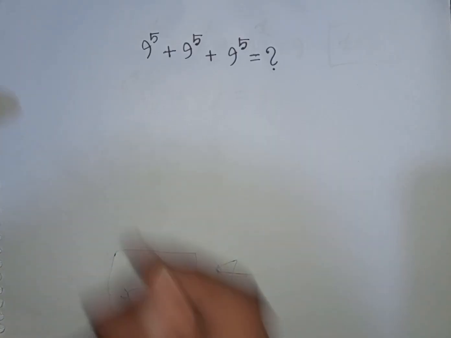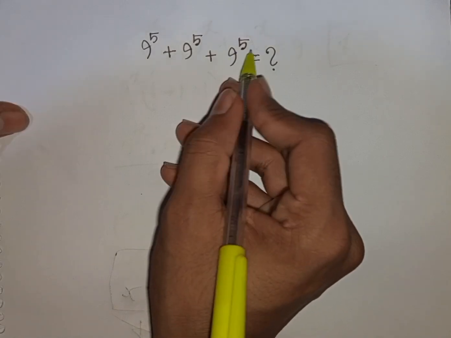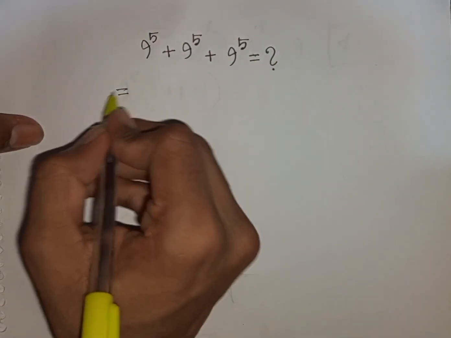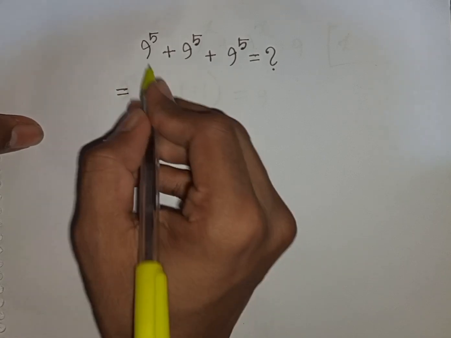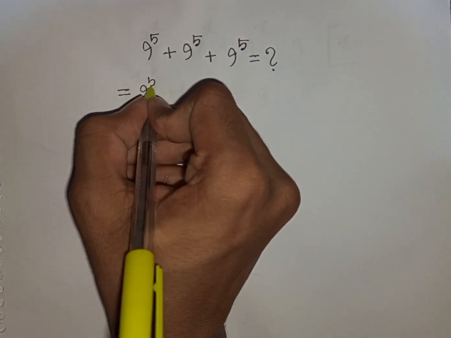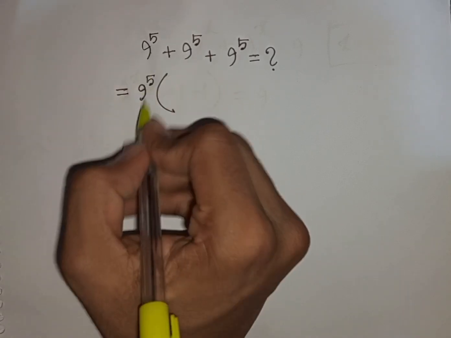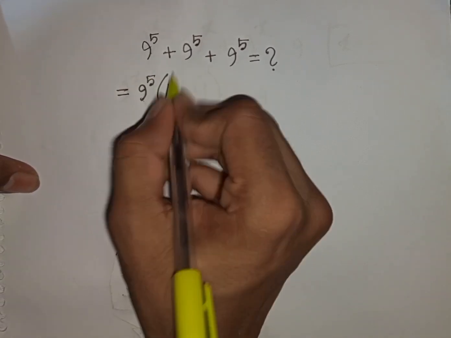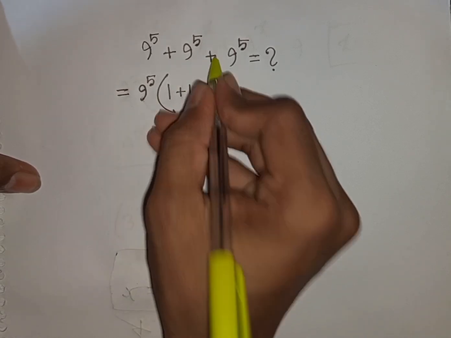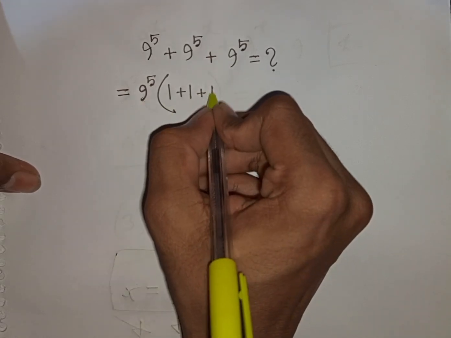How to simplify 9^5 + 9^5 + 9^5 is equal to what? So I take common 9^5. So 9^5 is out of the bracket. So this divided by this, that means 1, plus this divided by this, that means 1, plus this divided by this, that means 1.